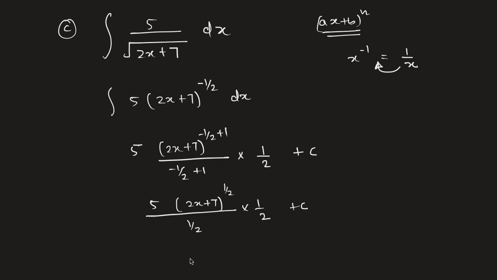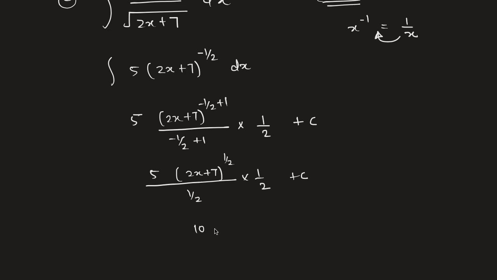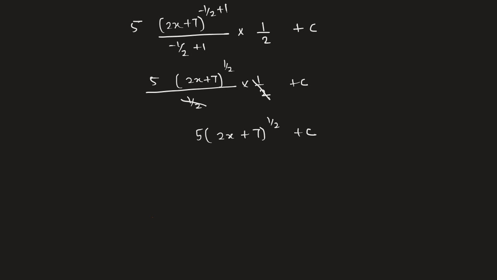Now this can be written as 10, or we can cancel out this half and half. So I can write this as 5 (2x + 7) to the power half plus c. Okay, so we can also cross check our working, though this is not required in the exam. Just for our understanding, we are doing this part.